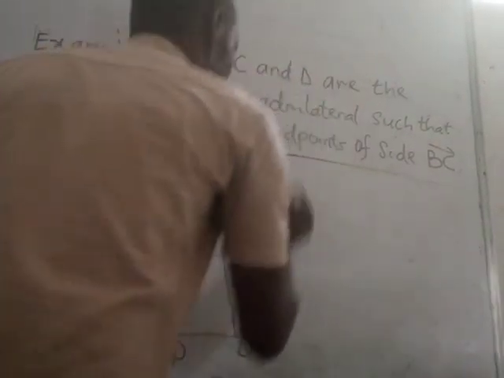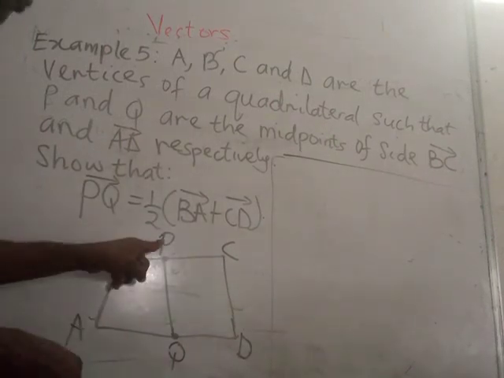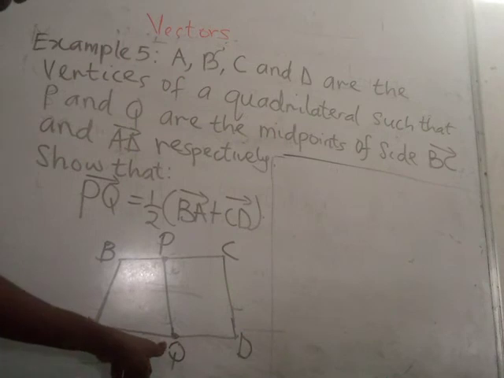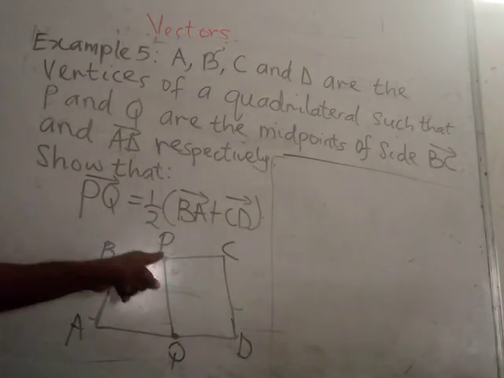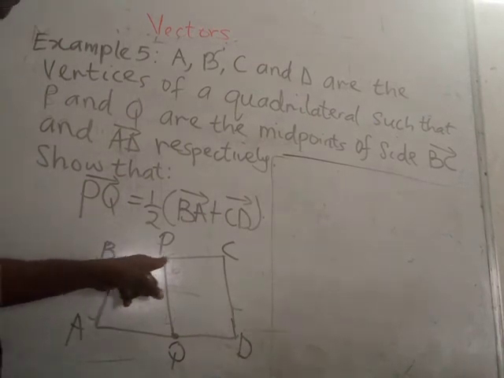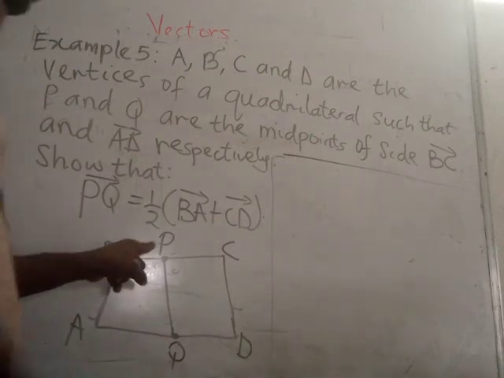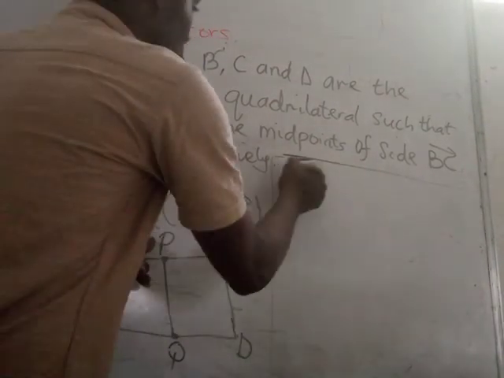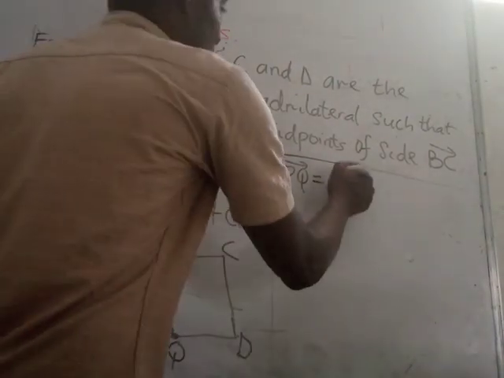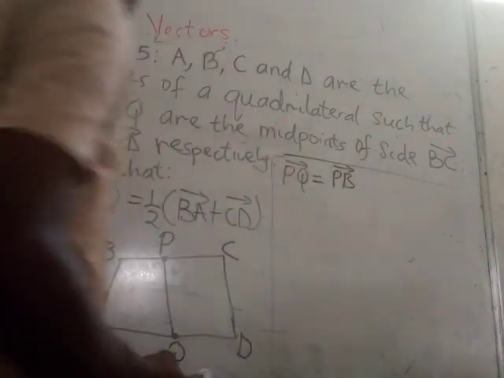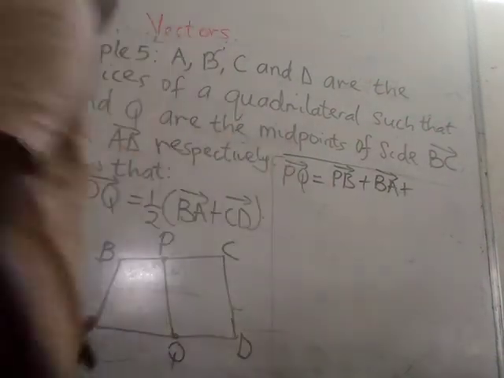We can start from P and move to Q. How do I do that? I can move from P to Q directly, or I move from P to B, from B to A, and A to Q. So I'm going to have PQ is equal to PB plus BA plus AQ.